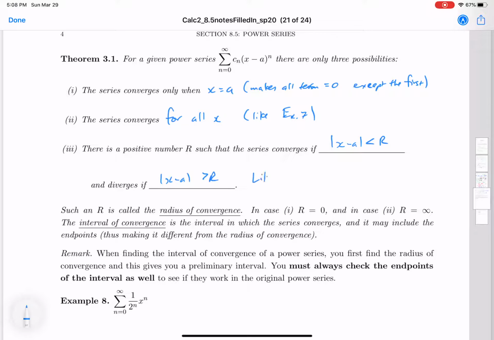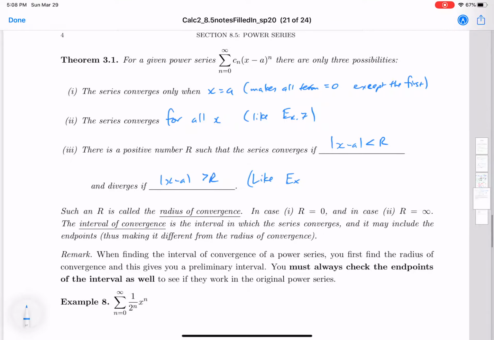And this is like we saw in exercise 6, which we had the x plus 3, absolute value of x plus 3 less than 1 is when it converged. Our a value was -3, and the 1 there was our r. This type of r is called a radius of convergence. It's telling you how far from the center you can go and still converge. So in this case, we can go a distance of 1 from -3. That's why it was between -4 and -2.